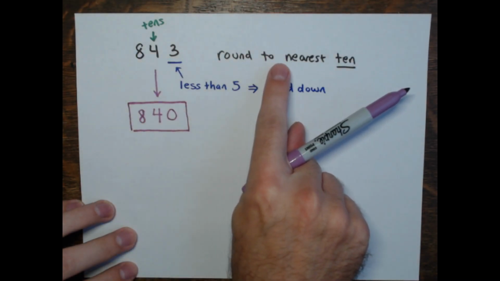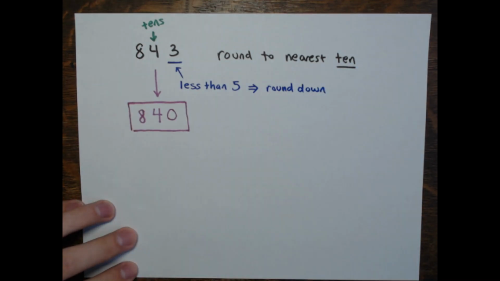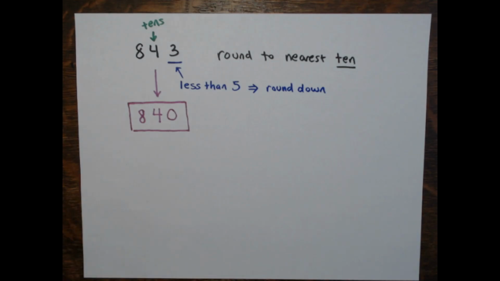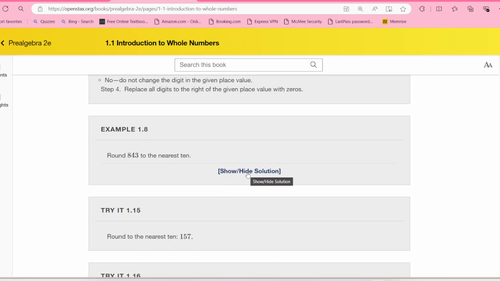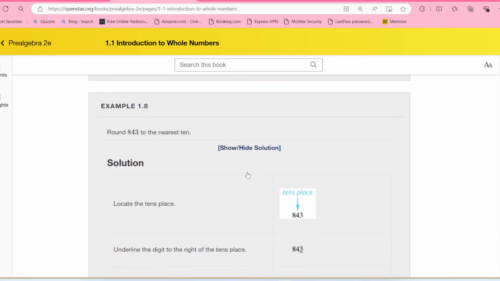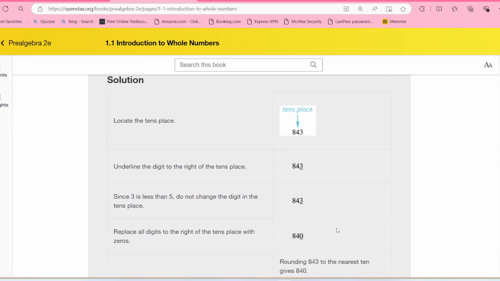843 rounded to the nearest 10 is simply 840. And that's all. I'll be doing this a little faster, but going through the same steps every single time. And of course, with the examples, you can show the solution. They go through all the steps I just described here. Rounding 843 to the nearest 10 gives you 840.